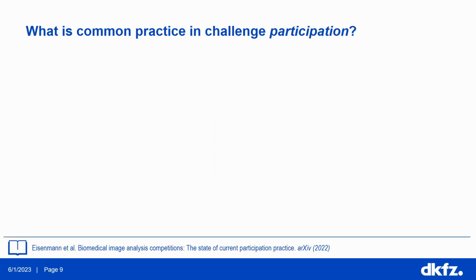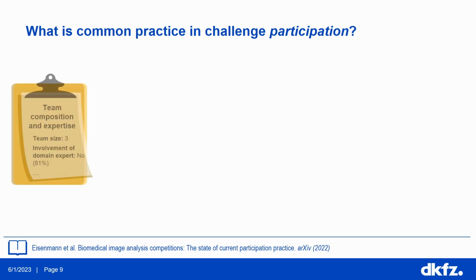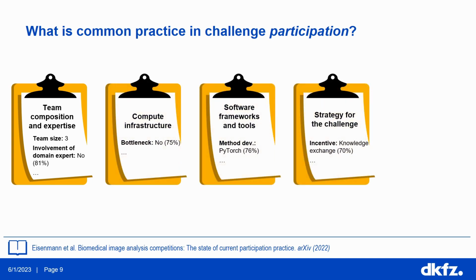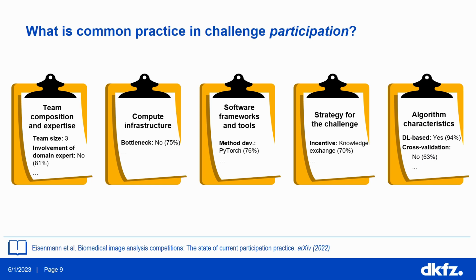Our survey to challenge participants comprised more than 160 questions in 5 categories: team composition and expertise, compute infrastructure, software frameworks and tools, strategy for the challenge, and algorithm characteristics. You can find the detailed results in our white paper by following the QR code. Before we move on to the winners, let me highlight some surprises. Firstly, only 19% of the teams had a domain expert involved, and only 25% of the respondents perceived the infrastructure to be a bottleneck. A new insight was also that knowledge exchange is the primary participation incentive.